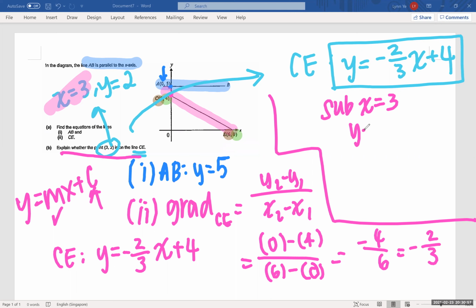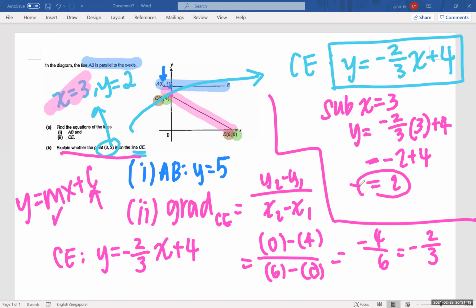So let's go and check. y is equal to minus 2 over 3 times 3 plus 4. That means that it gives me minus 2 plus 4, which is a positive 2. So yes. So can you see that my y value is 2, which matches what this coordinate says? So therefore, I can say that yes.